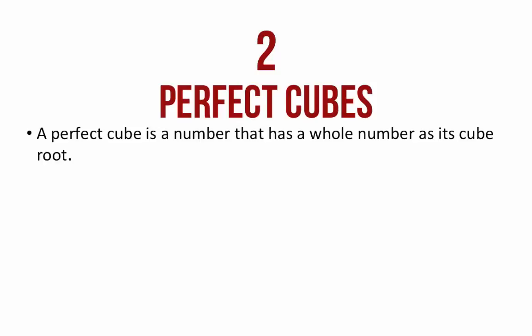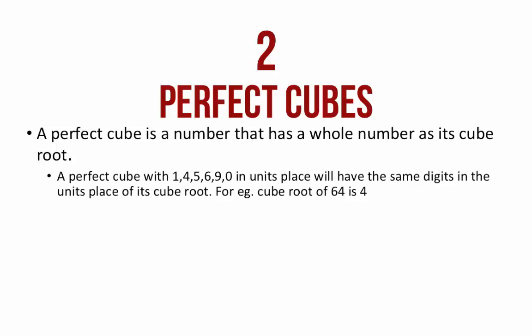Perfect cubes. A perfect cube is a number that has a whole number as its cube root. As we saw in the earlier example, 216 is a perfect cube. A perfect cube with 1, 4, 5, 6, 9, 0 in units place will have the same digits in the units place of its cube root. For example, cube root of 64 is 4.